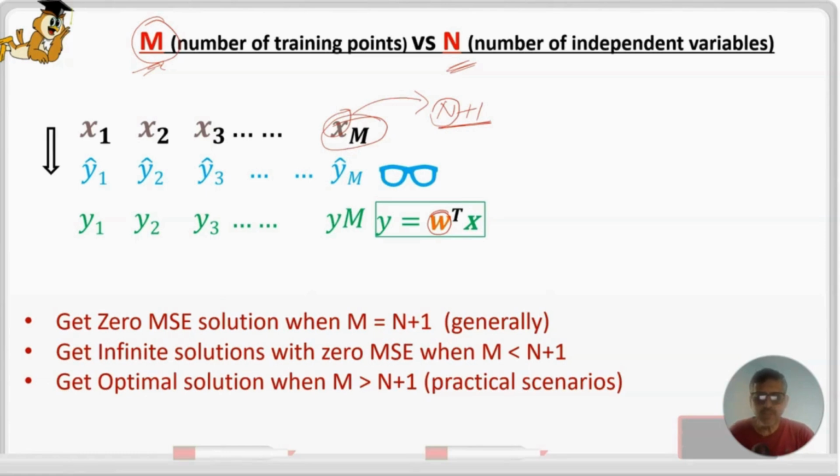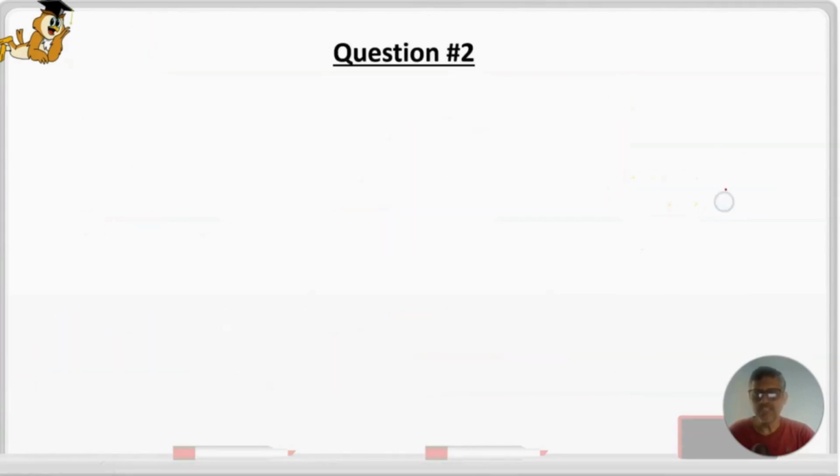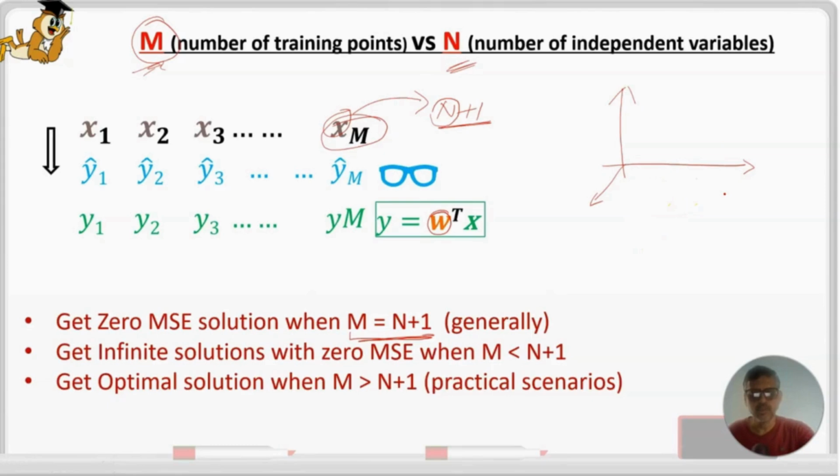Generally, if m is equal to n plus 1, you can get a solution with zero mean square error. Okay, what do I mean? Simply, let's say, in 3 dimensions where you had 2 independent variables and 1 dependent variable. 2 independent variables would be these, and the dependent variable is this one.